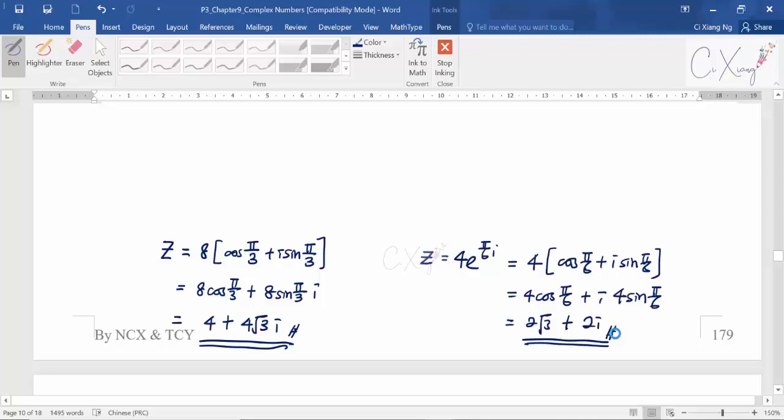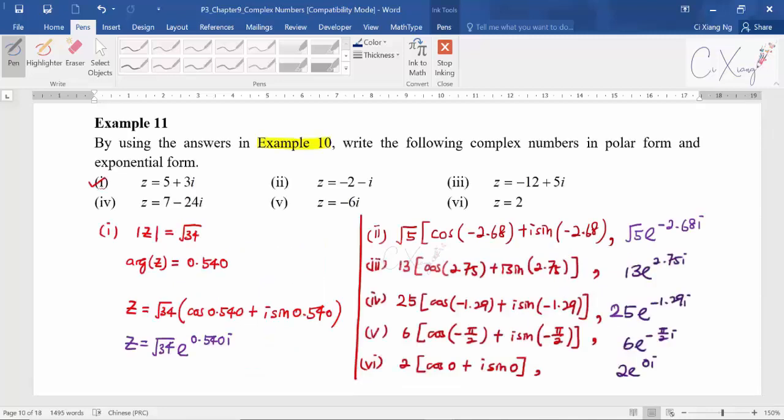From Cartesian to polar or exponential, you need to find out the modulus and also the argument first. Okay, in the next video, we are going to discuss some questions where we use all these different patterns of the complex number to answer a certain type of question.